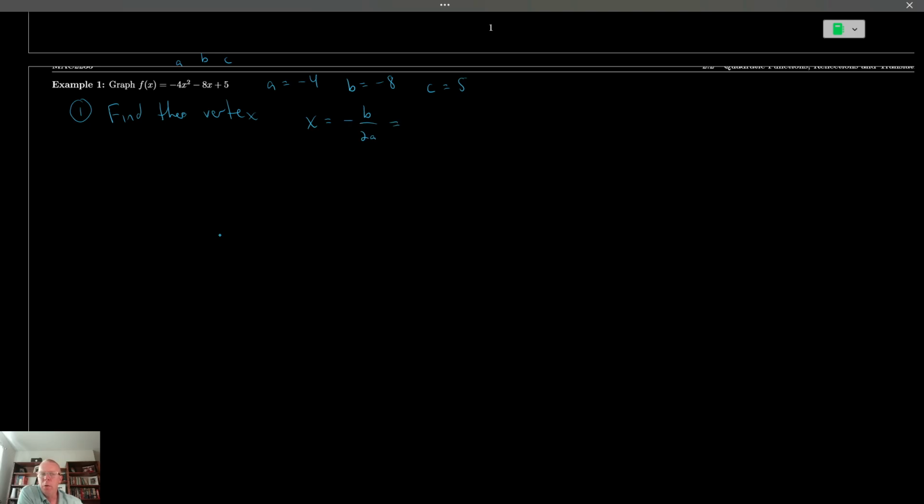All right, so b is negative 8. That means negative b would be positive 8 over 2 times a, which is negative 4. So we get 8 over negative 8. So the x part of the vertex is negative 1.